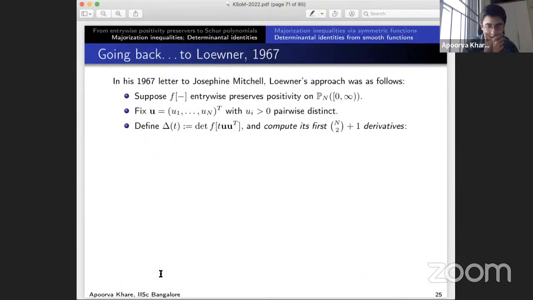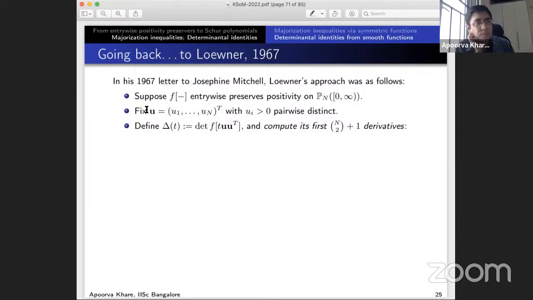Okay, so in the final few minutes and my final few slides, I will go to the third calculation. There's a third line of work that these results extend. And actually, more precisely, Loewner's 1967 letter extends more than 50 years later. So I'll remind you what Loewner was doing: he wanted to understand some entry-wise functions that preserve positivity in a fixed dimension on matrices with positive entries. Or we can say non-negative entries, it's fine.